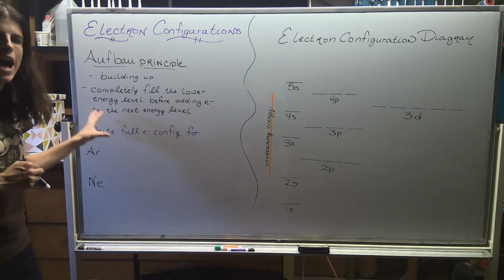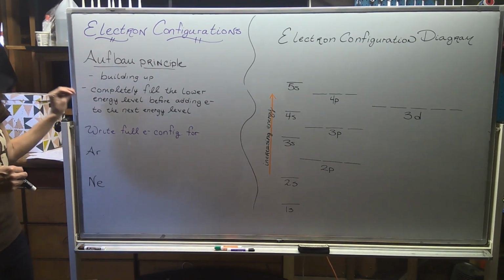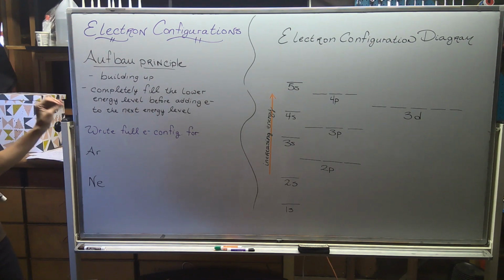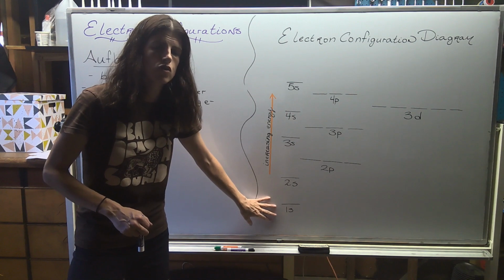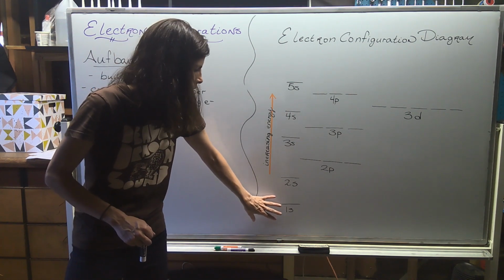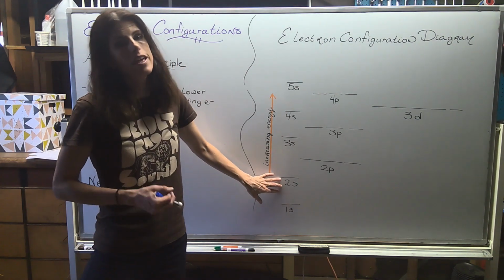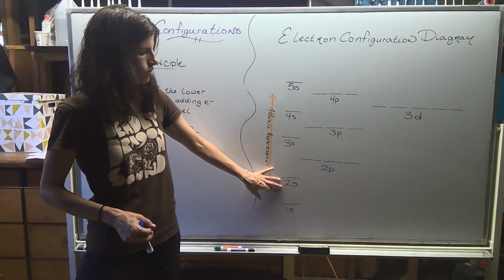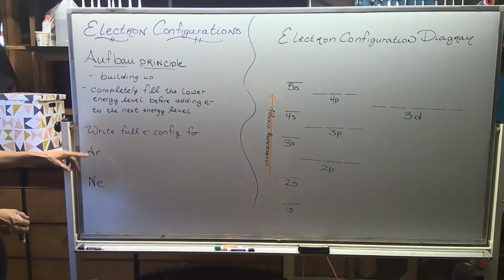Next, we have the Aufbau principle. It's German for building up, and this principle tells us that we're going to completely fill our lower energy orbitals or subshells. So we're going to put 2 electrons in the 1s before we even think about putting any electrons in the 2s, and so on and so forth. So let's see how that applies.